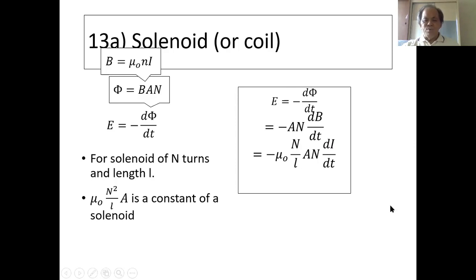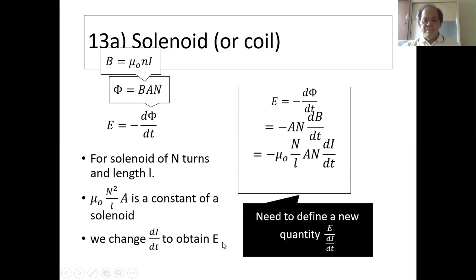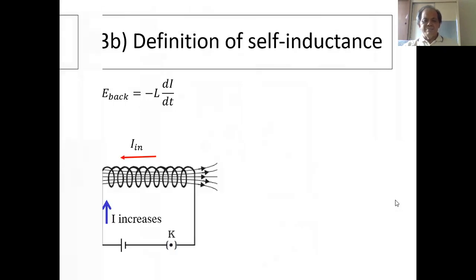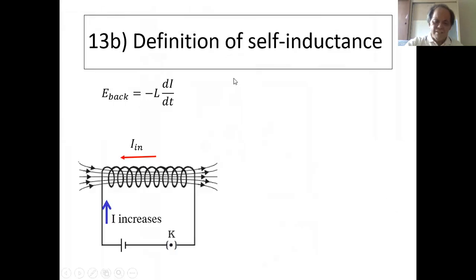So that's why you see that we need to define a new term. We change di/dt to obtain the EMF. So we need to define a new quantity, EMF divided by di/dt. That's the reason why we define L, self inductance. Definition of self inductance.